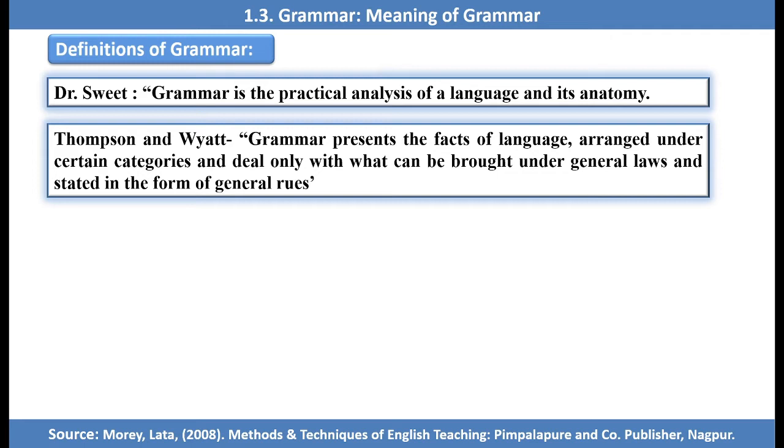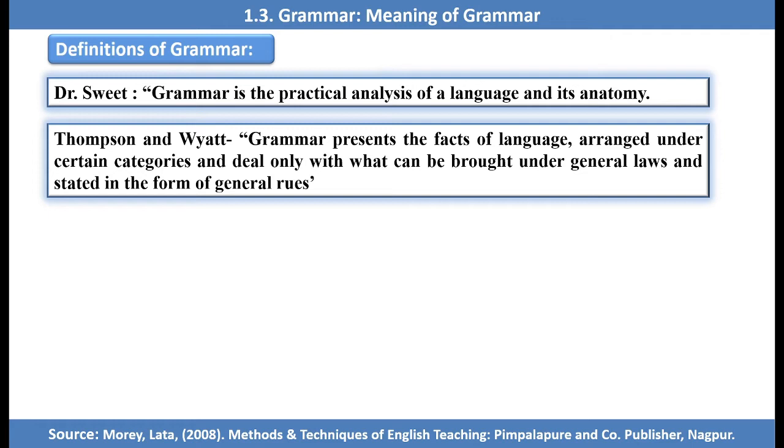Then Thompson and Watt say that grammar presents the facts of language arranged under certain categories and deals only with what can be brought under general laws and stated in the form of general rules. See, we have certain rules in grammar. So according to Thompson and Watt, grammar presents the facts of language. Here through grammar some facts of language are presented, arranged under certain categories. Whatever the sentence and pattern of sentence, we arrange it and deal only with what can be brought under general laws.